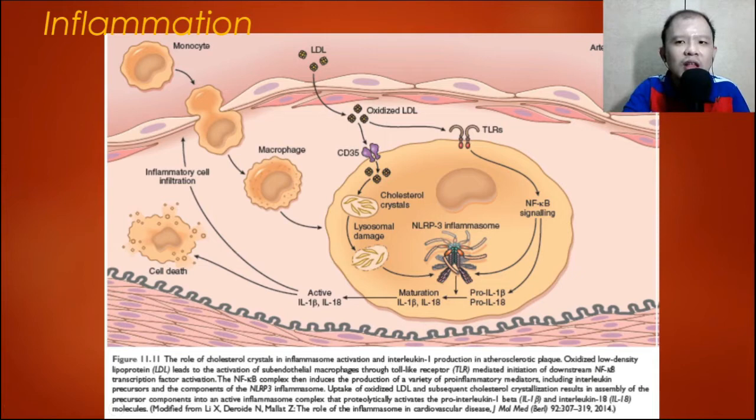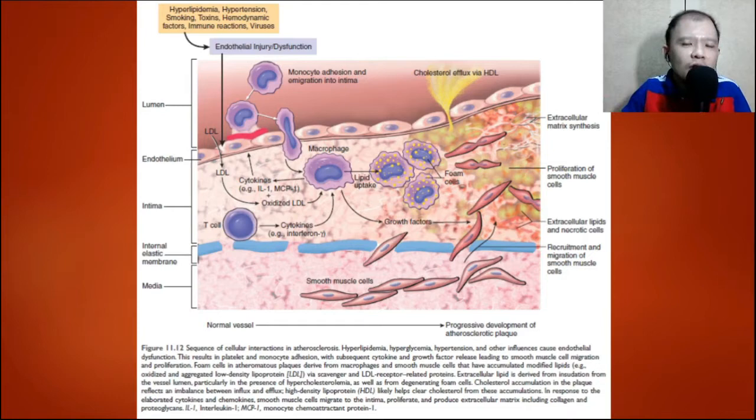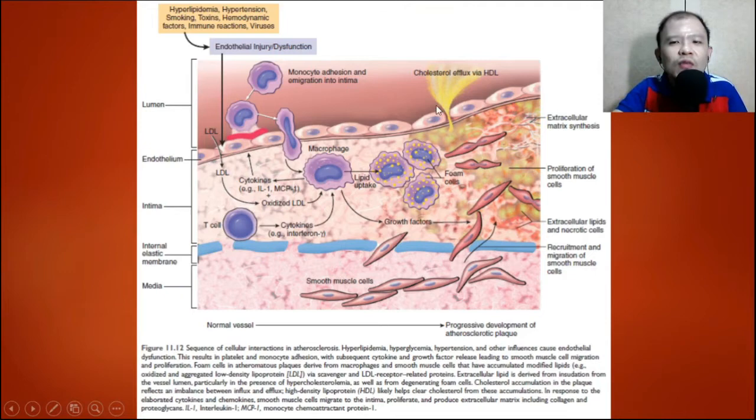Another picture. What's nice here is I mentioned the LDL, but here you have the HDL. If you have the high density lipoprotein, what it does is transport the cholesterol from the blood vessel, or from the tissues, back into the liver. Or for example, here it's from the blood vessel back into the lumen. What's nice about the HDL.